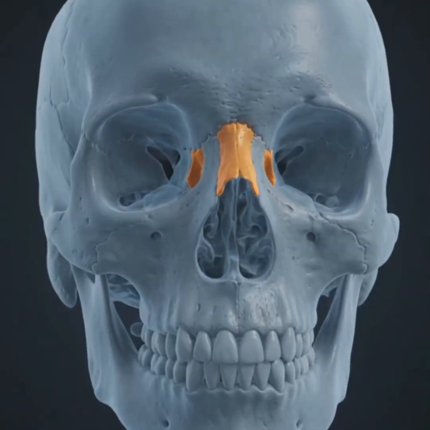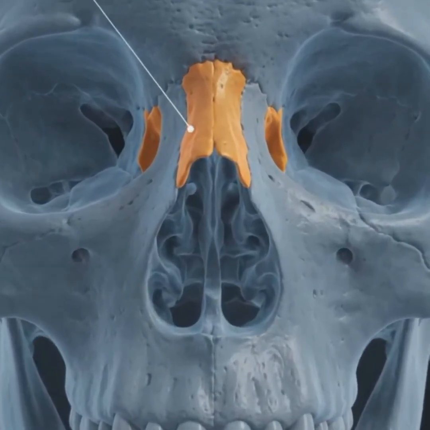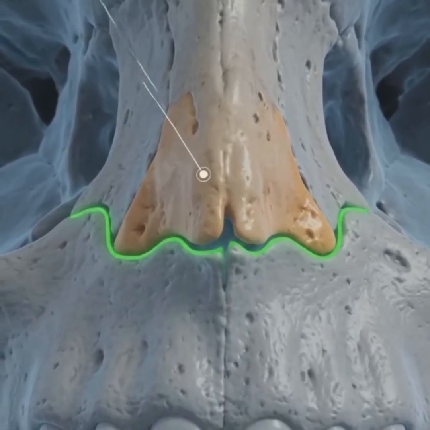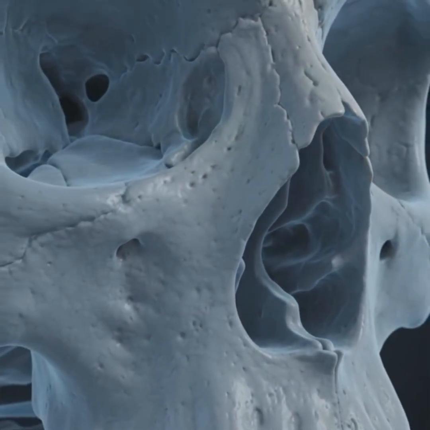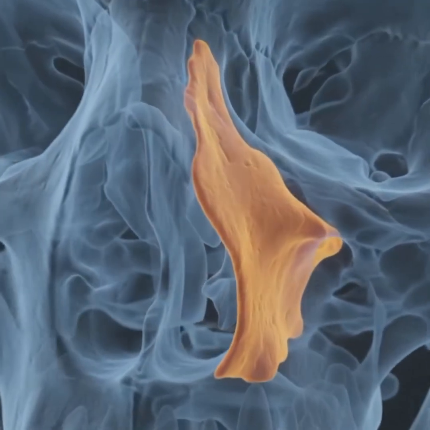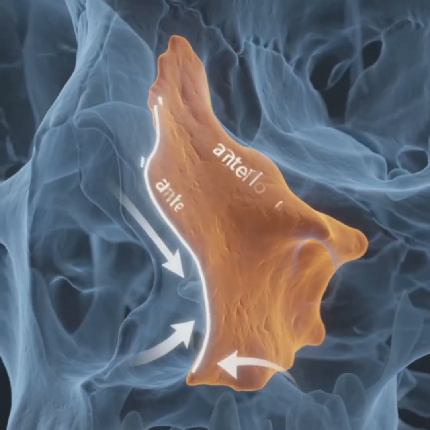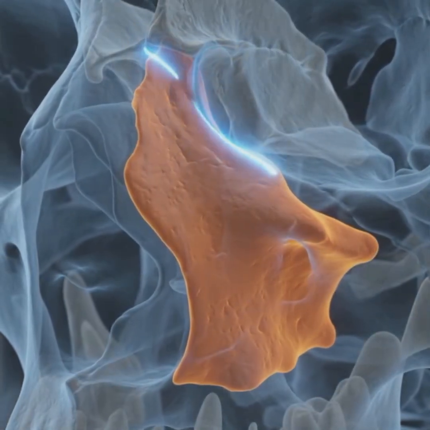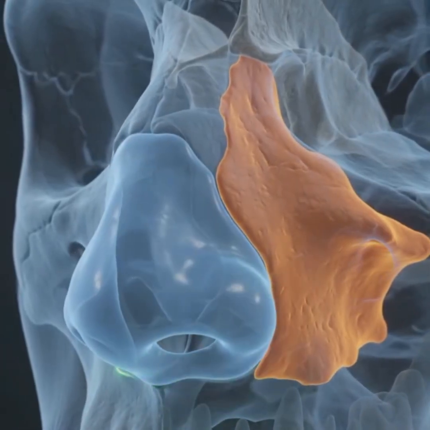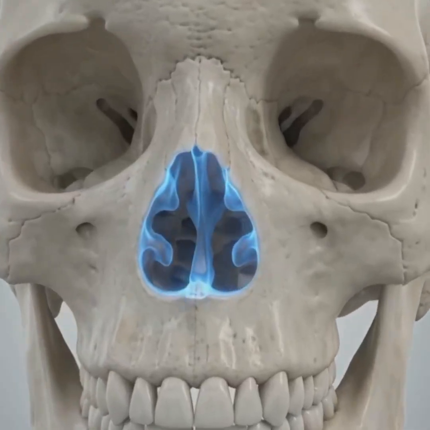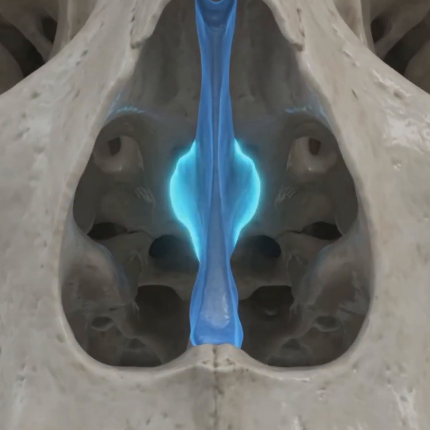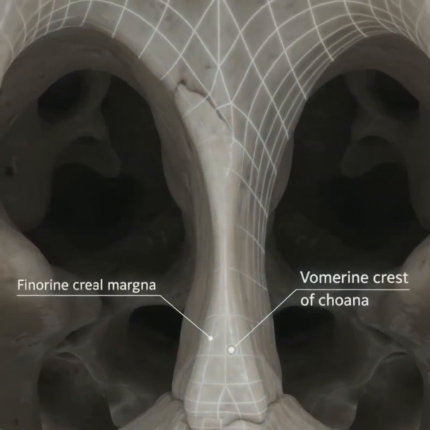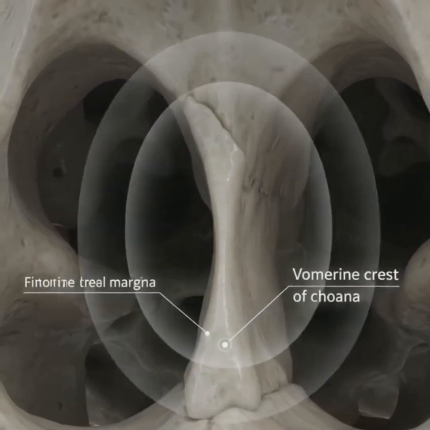The vomer exhibits 4 distinct borders. The inferior border articulates with the nasal crest, formed by the maxillae and palatine bones. The anterior border is the longest border, slanting antero-inferiorly, fusing with the perpendicular plate of the ethmoid superiorly, and the nasal septal cartilage inferiorly. The posterior border is a free, concave margin, called the vomerine crest of the choana. It separates the posterior nasal apertures.